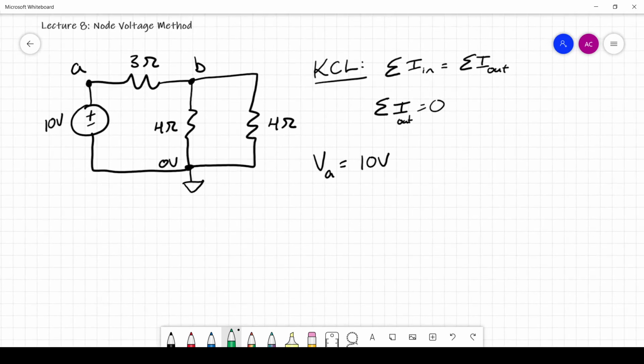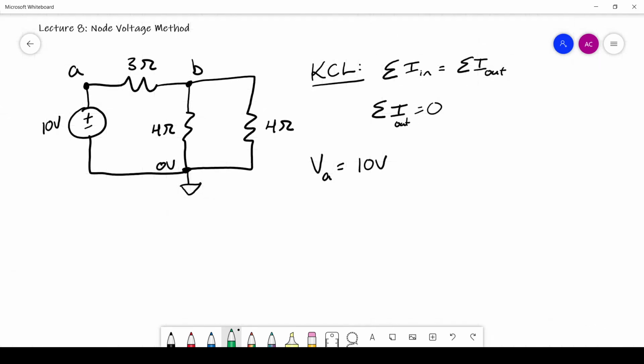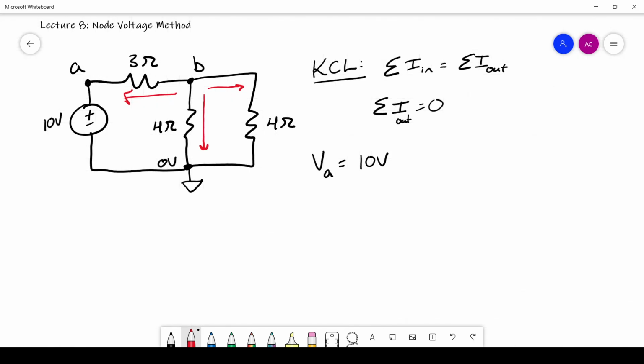So now let's use the node voltage method. Here we're going to find all the currents leaving node B. There's 1, 2, and 3 currents leaving node B. Now, this doesn't necessarily mean that there are currents leaving the node, but it just means that these are all the places that current can come from or can go. So now, let's write KCL in a very general sense.